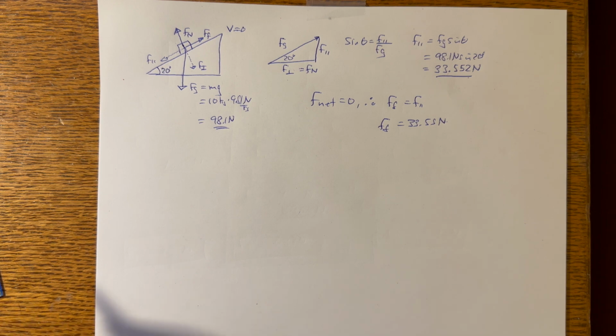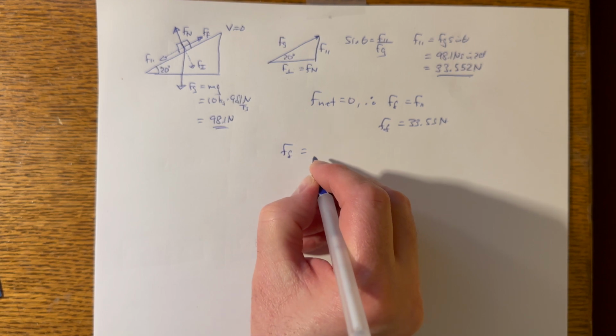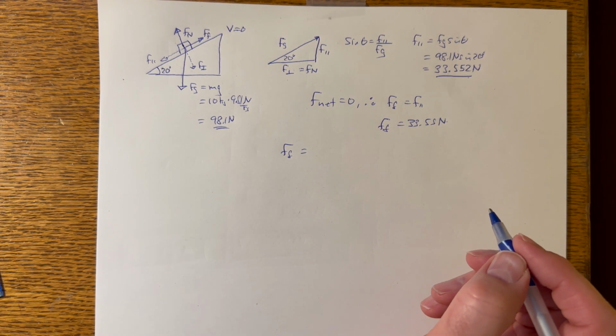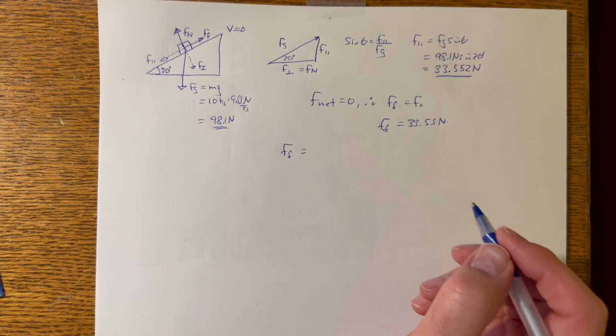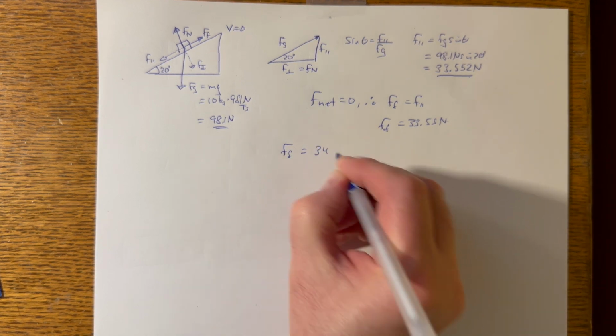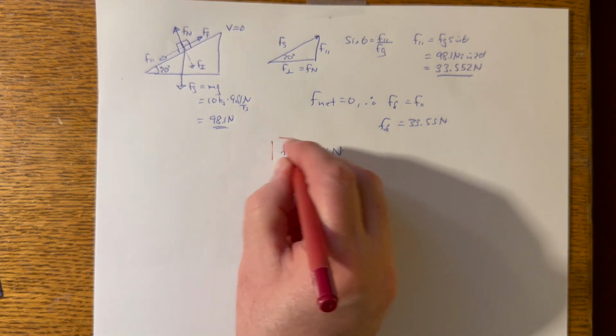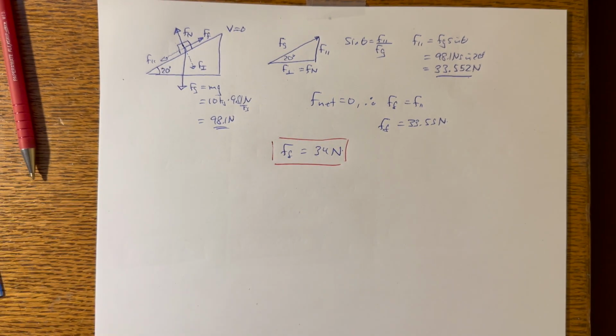What is the value of the frictional force required? Value of the frictional force, the appropriate number of significant digits here. And it looks like we're dealing with two significant digits, 10 kilograms, along with 20 degrees. So 34 newtons is what we have. And we're done.